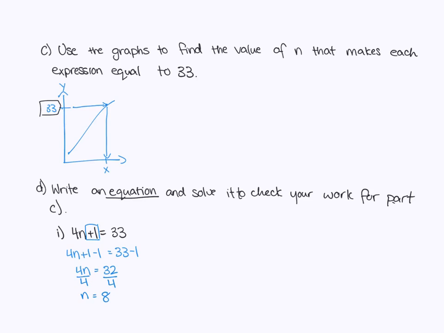So when you did your graph, you should have gotten an 8 when you lined up 33 with your x value here. Then you would go and do that for each of your other ones. So you would check, okay, for number 2, 5n minus 2 equals 33. What would your n value be? And for number 3, 3n plus 9 equals 33. What would your n value be? And see if your graphs were correct.